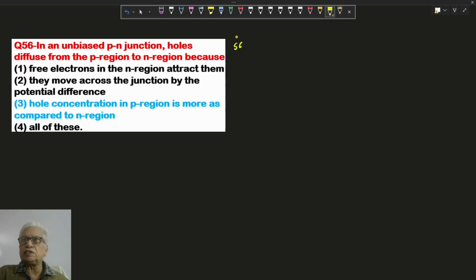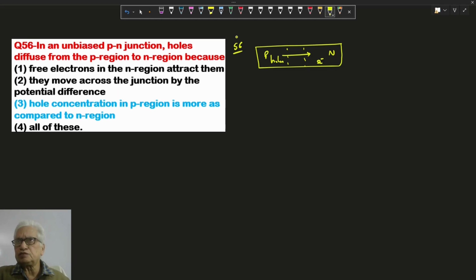In this question, unbiased means there's no forward or reverse biasing. Here in the P region, holes are more, and in the N region, electrons are more. In diffusion, holes move from P to N and electrons move in the opposite direction. So option 3. Here we are talking about holes. So it is true, then it is correct.